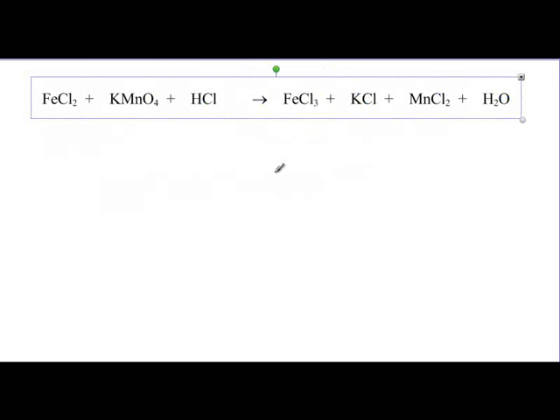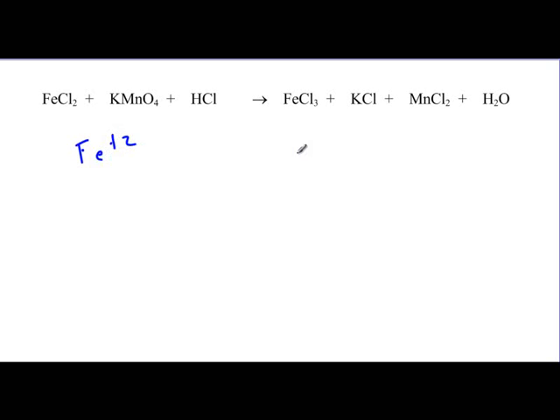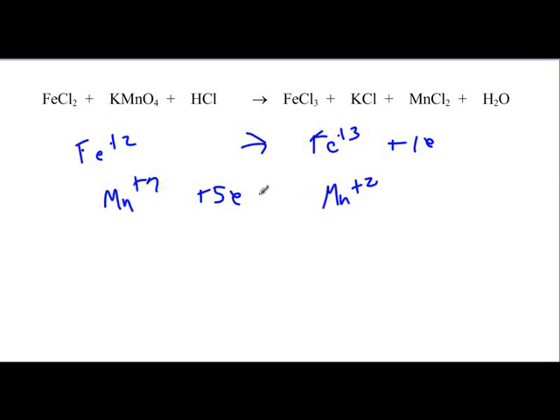Now I have this one. Let me see. It looks like the iron is changing, right? I go from Fe +2 to Fe +3. I need 1 electron here to make that balanced. In here, manganese goes from a +7 to an Mn +2, so I'm going to need 5 electrons on this side. So this is gaining 5, this is losing 1, so I've got to balance that by putting this 5 here.